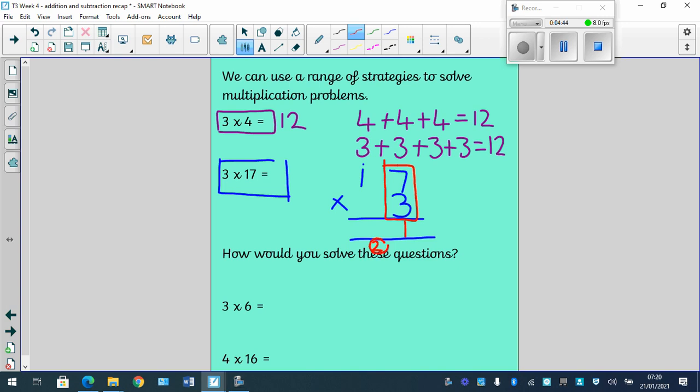Exchange my two tens and put it under there to add on later. Next, I multiply my 10 by my 3. 1 times 3 is 3. And then we add on this exchange 2, which means I get 5. My answer is 51. So sometimes when we look at questions, we need to think about which is the best method to solve them.